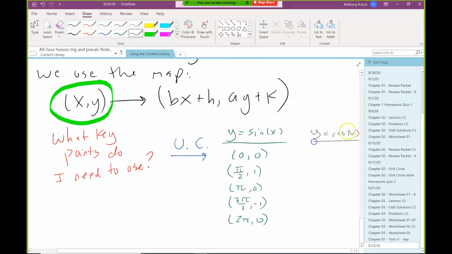To find the key points for cosine, we do the same thing. But instead of looking at the y-coordinate on the unit circle, because that was sine, we're going to look at the x-coordinate. That's cosine. So 0, 1, pi over 2, 0, pi, negative 1, 3 pi over 2, 0, and then 2 pi, 1.